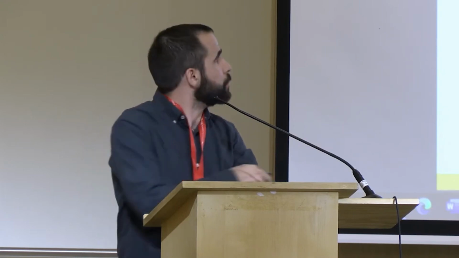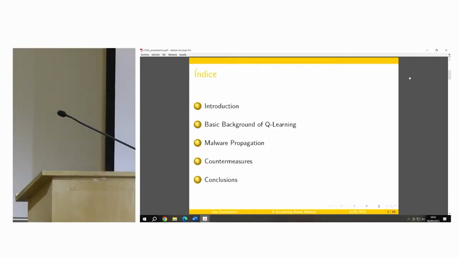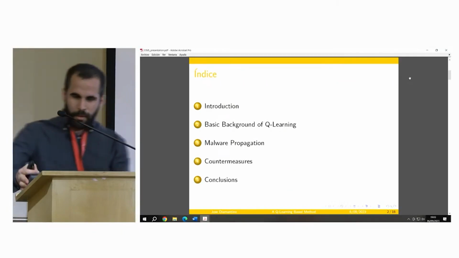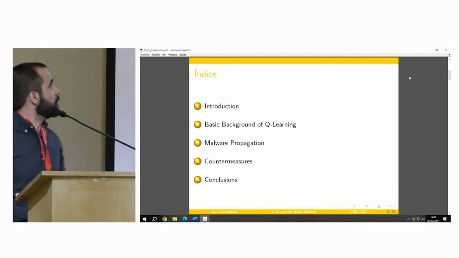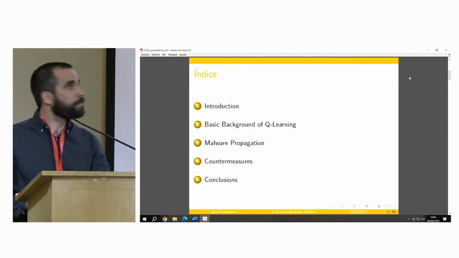And in this presentation, I'll explain how a type of malware, in this case, APT, an advanced persistent threat, can use machine learning techniques, in this case, Q-learning, to learn how to spread properly. I'll start with a brief introduction, then I'll explain the mathematical basis of the model and how it is used, and finally I'll explain some countermeasures.